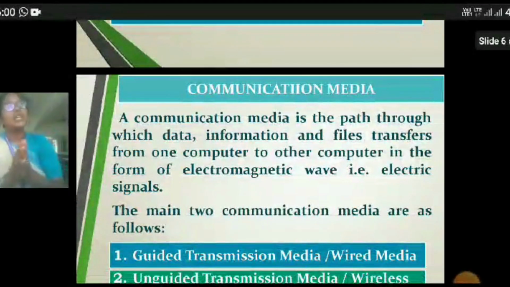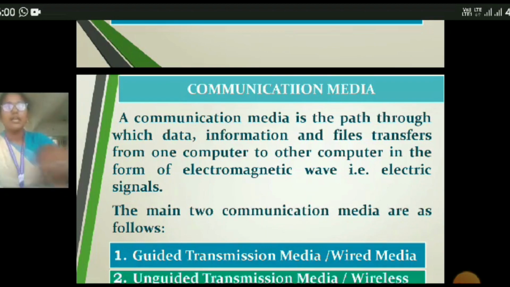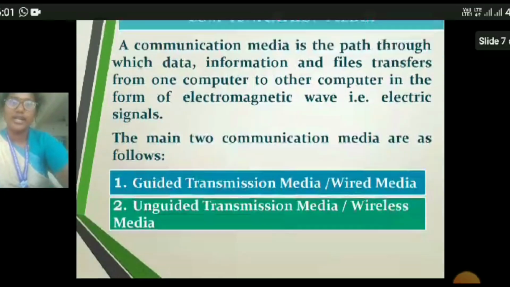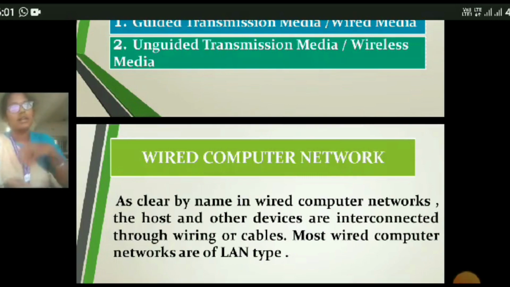Communication media is the path by which we can transfer data, files or information from one computer to another in a network in the form of electromagnetic waves or electric signals. The two main types are guided transmission media and unguided transmission media. Guided media is also called wired media, and unguided media is also called wireless media. First, we are going to discuss wired computer networks, which are networks connected via wires.